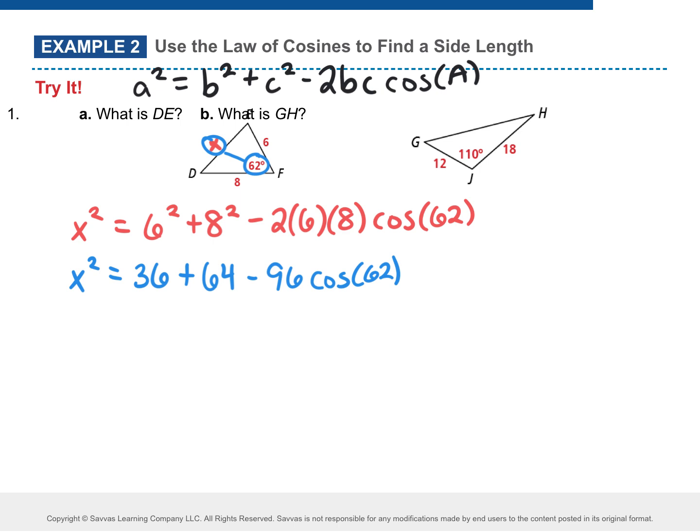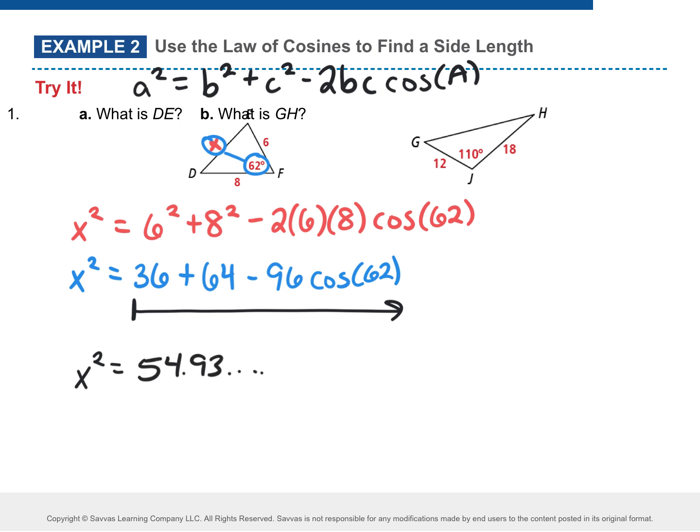In your calculator, you're going to start here and go left to right exactly how it is. So you're going to go 36 plus 64 minus 96 times cosine of 62. Hit equals. Leave that number in your calculator. You do not have to write it down. Right now, you should have 54.93 something.